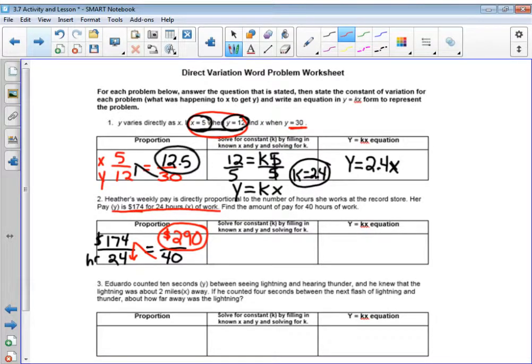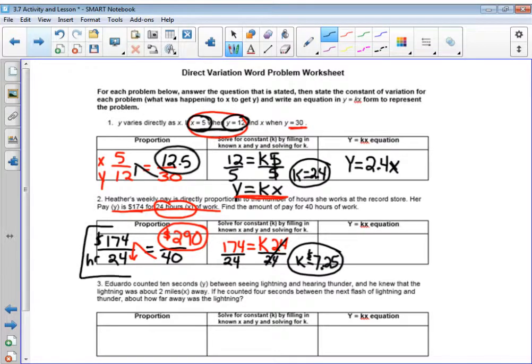Okay, so y was 174. So remember, we're going to use this equation, 174 equals, we don't know k, but the x was 24 hours. Okay, so now we're going to work to get k by itself. So divide by 24. We get k equals 174 divided by 24 gives us $7.25. So in other words, she's getting $7.25 an hour. Okay, that's our rate also. And we could have also gotten that here. You'll notice that that's what I ended up doing, is finding the slope or the rate.